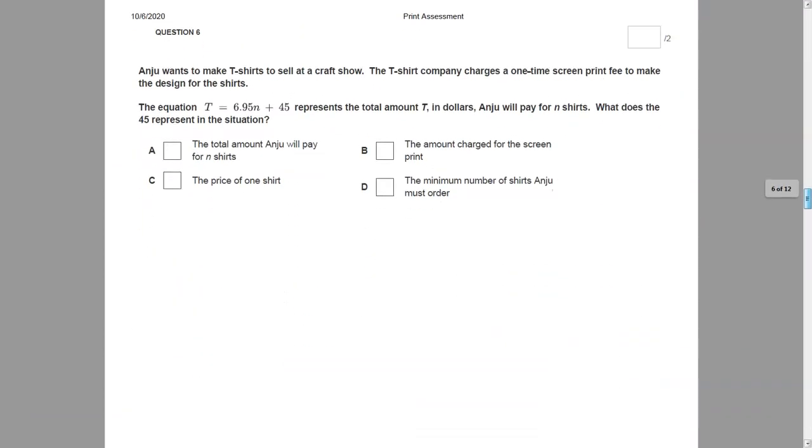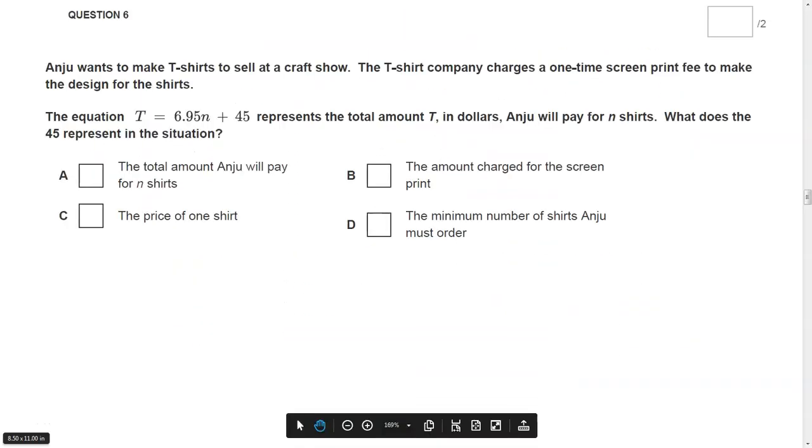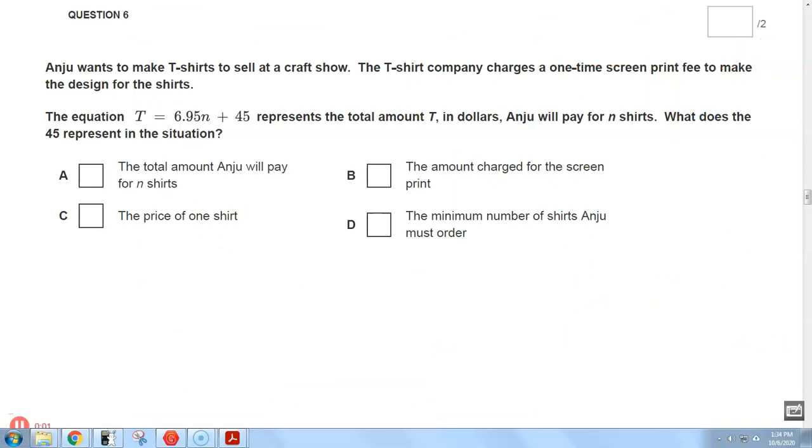Next question, number 6. Anju wants to make t-shirts to sell at a craft show. T-shirt company charges a one-time screen print fee. So remember, this is your y-intercept, which is the number that does not include a variable. So we're looking right here, to make the design for the shirts. So what does the 45 represent in the situation?